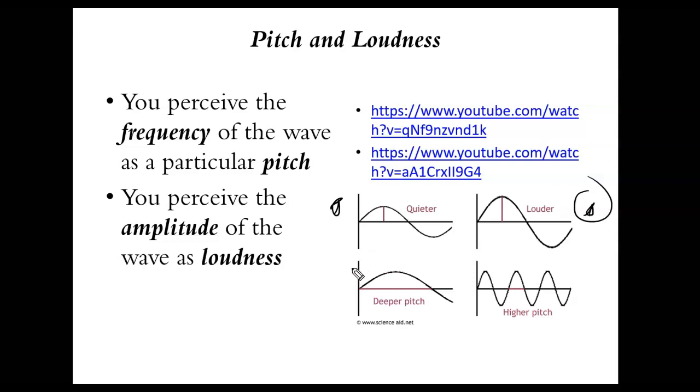Whereas these two waves have the same amplitude. We can see, remember, the amplitude is from the rest position up to the crest. Okay, so this vertical distance is the amplitude. These two waves have the same amplitude, right? But this one clearly has a higher frequency because there are more waves in the same amount of time, and so this would represent a higher pitch. Okay, so make sure you understand how those two things are linked.